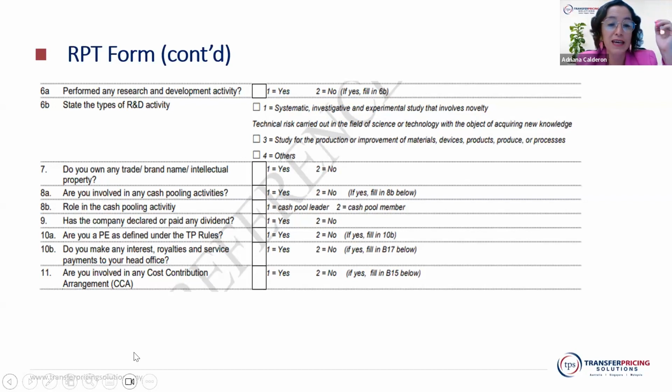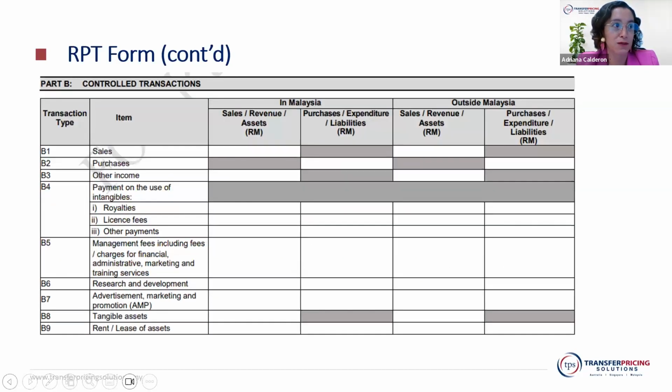Are you involved in cost contribution arrangements? So then we have again a lot of detail that needs to be answered yes or no for TP purposes. Then we have, this is part A, as you see already 12 questions that are very, very transfer pricing driven.